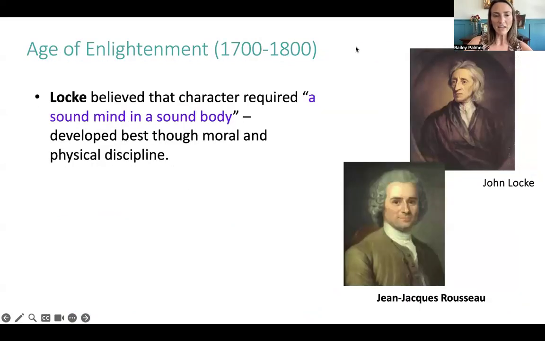During the Age of Enlightenment, we're still focusing on a sound body and a sound mind, which is very similar to that Greek ideal. A sound body is referring to the man of action, whereas a sound mind is referring to the man of wisdom. And so that is still emphasized. We're still taking those Greek philosophies, those Greek ideals, and putting them into practice in the 1700s even.